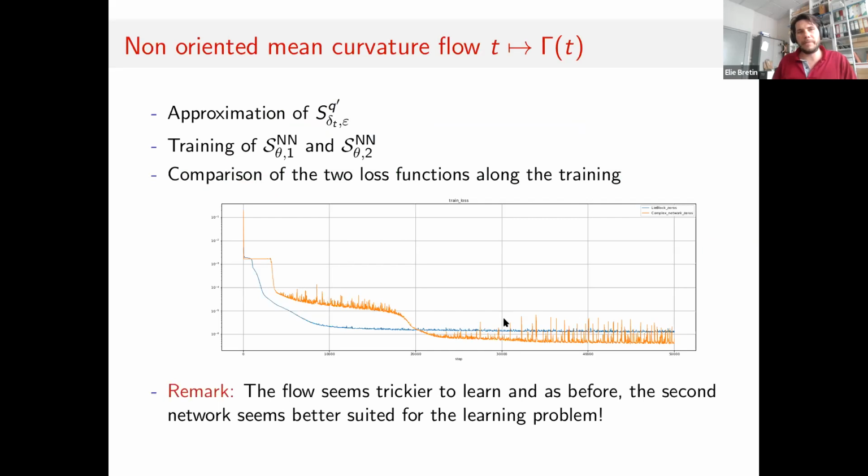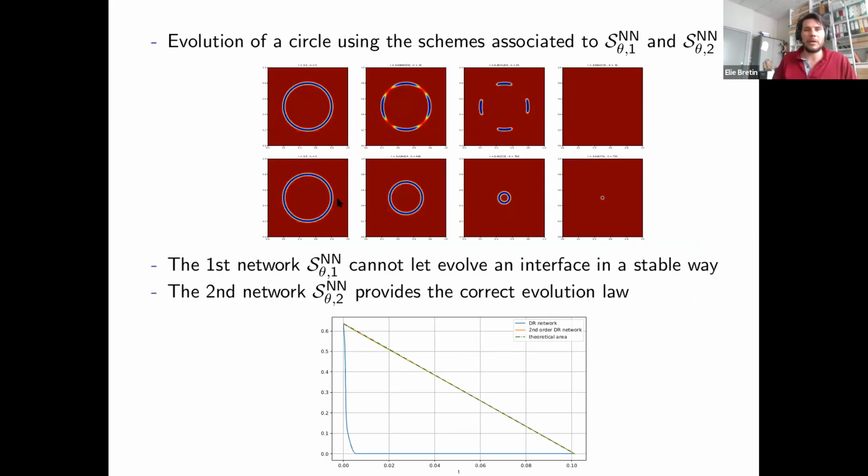So your problem, in fact, here is to approximate the case of non-oriented mean curvature flow. So we do exactly the same. Now we consider the approximation of SQ prime. If you do this, you see that the loss function decreases along the optimization process. But if you now apply the first order neural network, we see that we don't succeed in keeping the circle and evolving it. However, the second one succeeds in doing this.